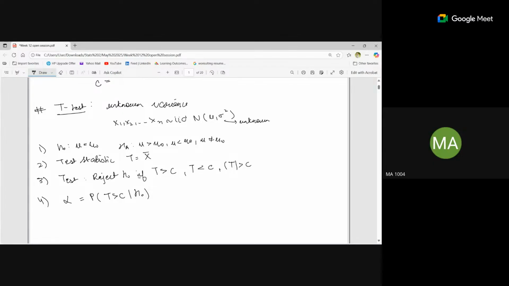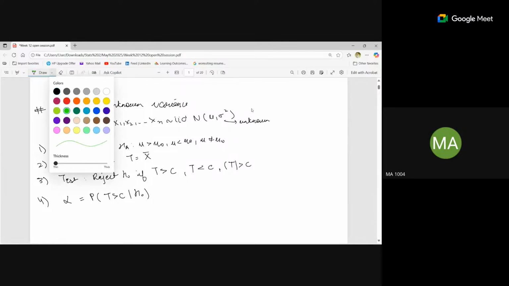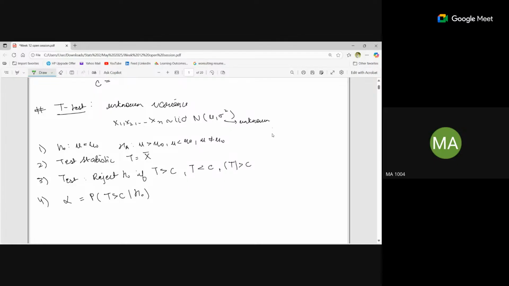Yes. Now what we have to do is standardize it, right? So for a t distribution, my value is t minus mu naught upon s divided by under root n. So this is following t distribution with n minus 1 degree of freedom.